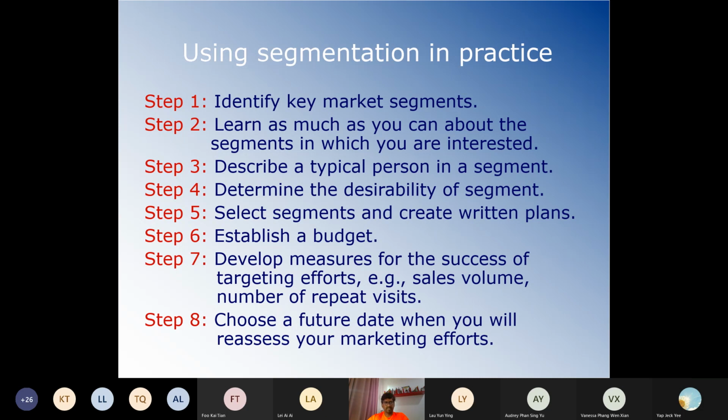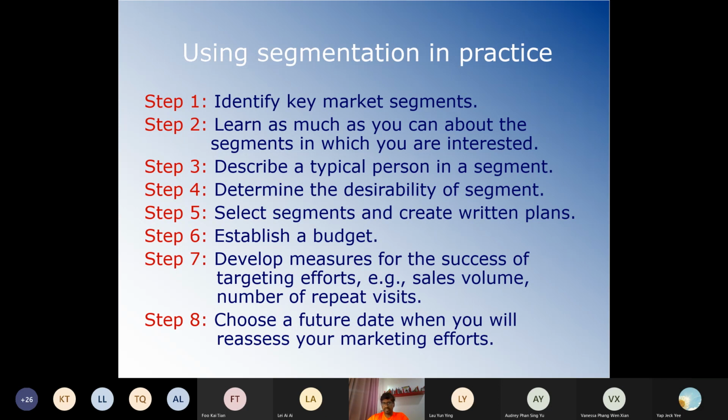So step 1, identify the key market. Then step 2, learn as much as you can about the segment in which you are interested, your target segment. And step 3, describe a typical person in the segment. There will be one unique person who will actually be the representative for this total segment. So you need to be able to describe him properly so that you can understand the whole segment. And determine the desirability of the segment. So what they are up to, what is their interest, what is their attitude toward accepting a new treatment or new drug. And select segments and create written plans on how you are going to target them.